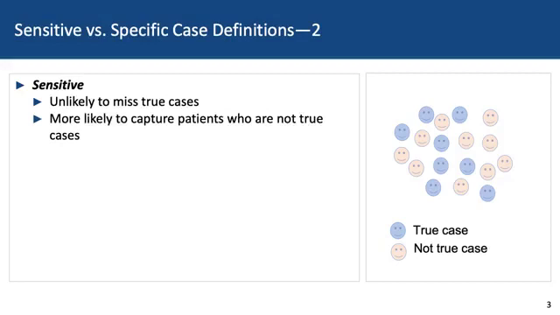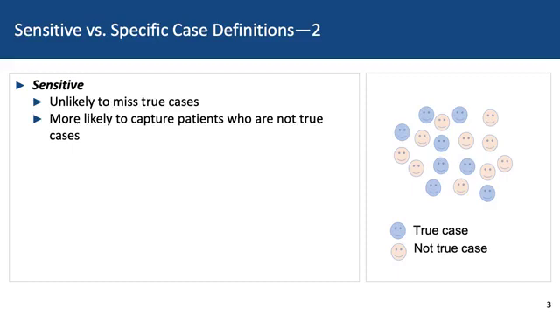So, a sensitive case definition is one in which you're unlikely to miss any true cases. But on the other hand, you may be more likely to capture patients who are not true cases. So, sensitive case definitions are very inclusive, but you may find a lot of patients who don't really have the disease that you're interested in. Let me show you what this looks like.